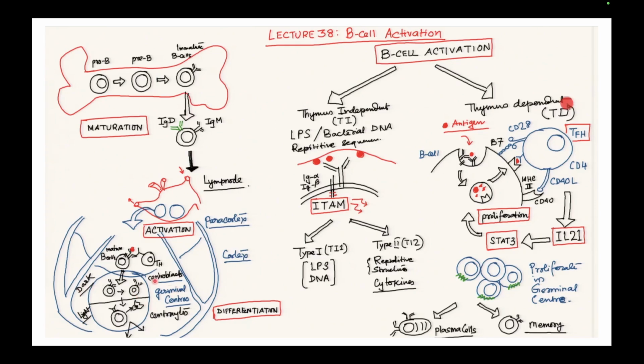Here they are called centroblasts in the dark zones, and then after interaction it goes to the light zone, where they are called centrocytes. From the centroblast, it undergoes somatic hypermutation and affinity maturation. So these are the effects.